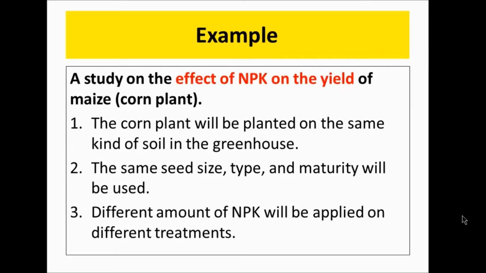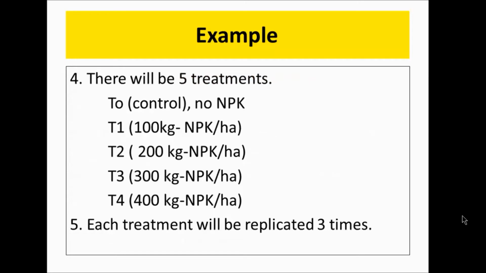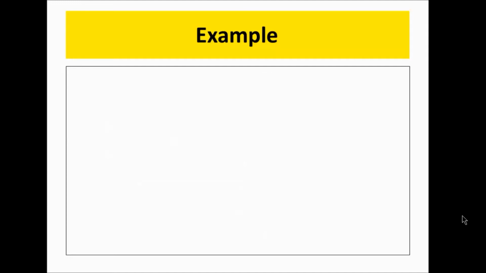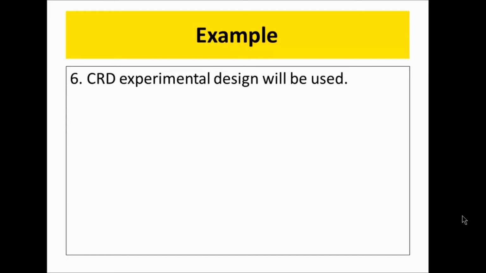The treatments will be different in terms of the amount of NPK that will be applied on different treatments. So for example, there will be 5 treatments, like control, meaning no application of NPK, and treatments 1, 2, 3, and 4 with an increasing level of NPK per hectare. Each treatment will be replicated 3 times. The experimental design, of course, will be using the CRD.